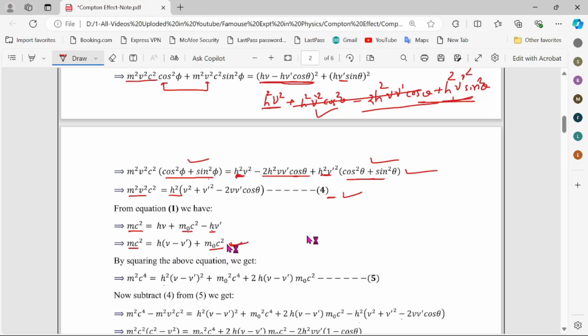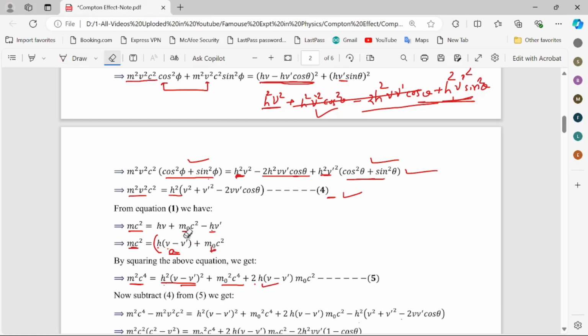If I do the square of this equation, we get m square c to the 4. Squaring this one, it will be h square mu minus mu dash whole square. And if I square the right hand side, this one will be A and this will be B. So A square means this one, B square means m naught square c to the 4, and 2AB is this term and this term, which I have written over here. Let this be equation number 5.